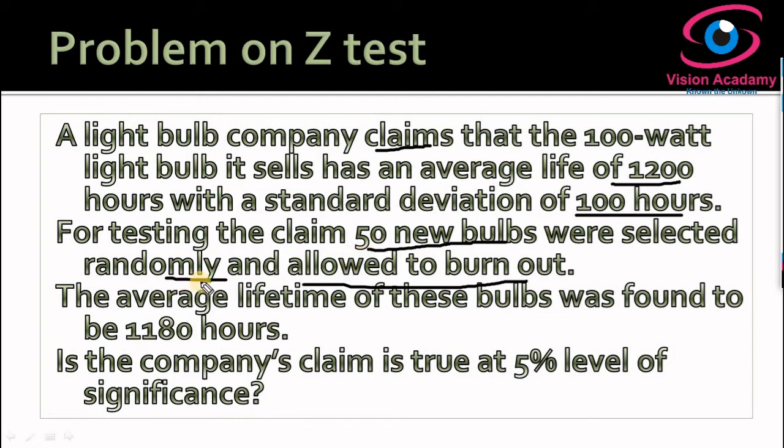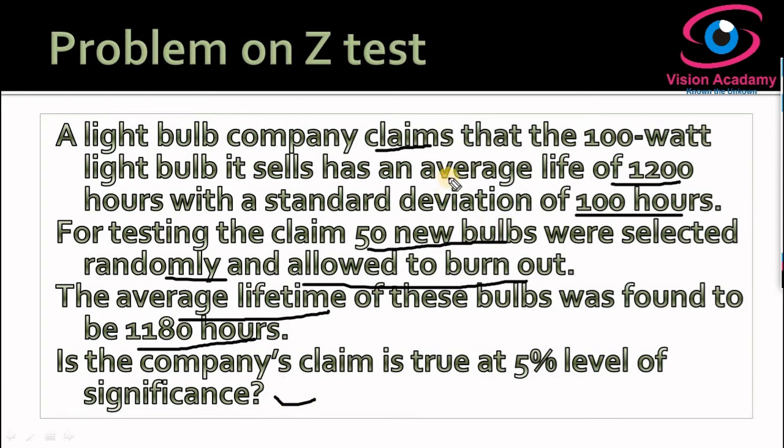And this data is selected randomly. So these 50 new bulbs, the average lifetime of these bulbs was found to be 1180 hours. The claim is 1200 hours, and after testing, the average lifetime of these bulbs was found to be 1180 hours. Now the question is whether the company's claim is true at 5% level of significance.